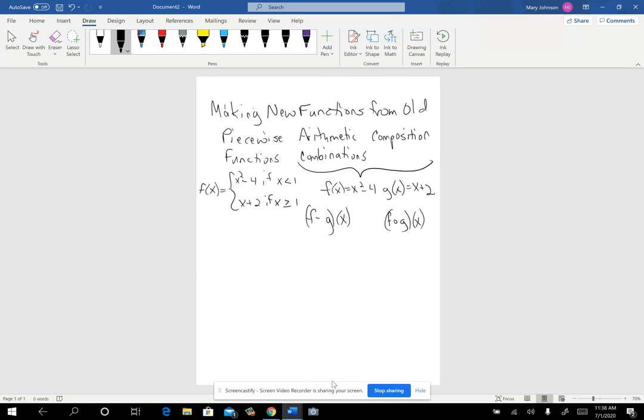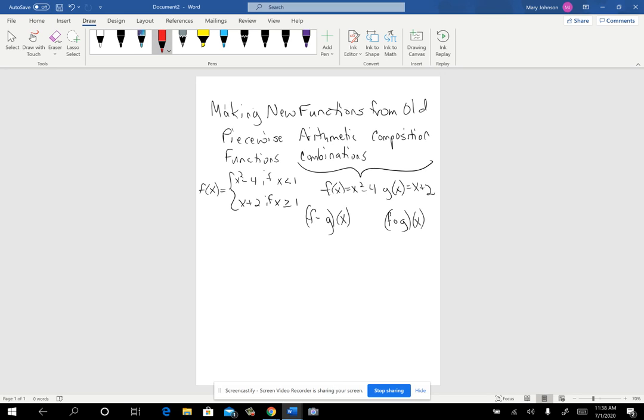Okay, in this chunk of material from chapter 2, one way to connect it in your mind is to think about what we're trying to do: make new functions from old ones. There are three things that we're going to do to create these new functions.